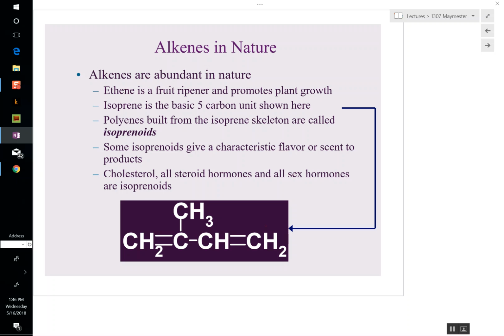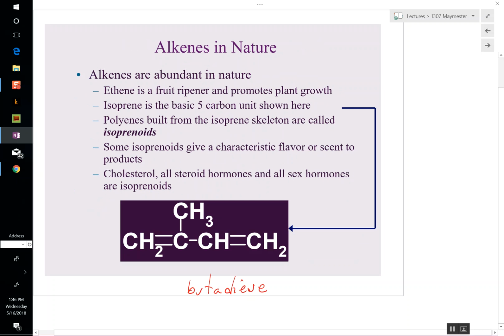So this is 2-methyl-1,3-butadiene. This is a butadiene. 4 carbons. I actually think this is the molecule that if they tap rubber plants, this is what they get out of rubber plants. And they make rubber for automobile tires and all kinds of rubber things out of this butadiene. This is a naturally occurring alkene.